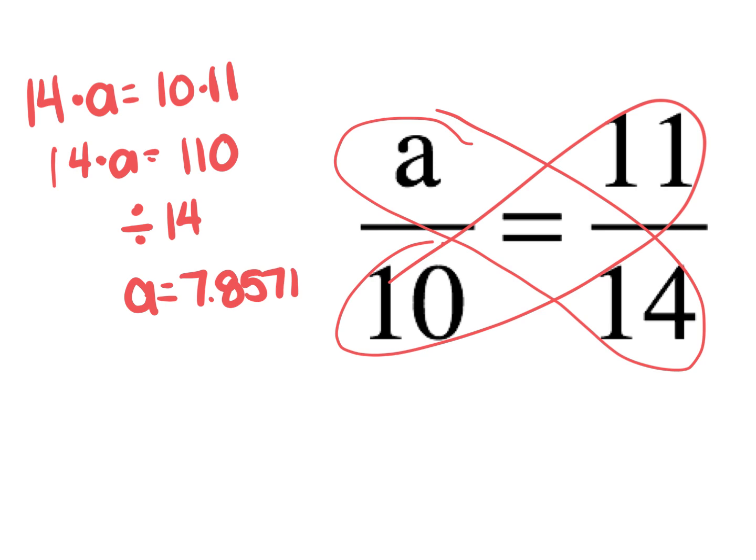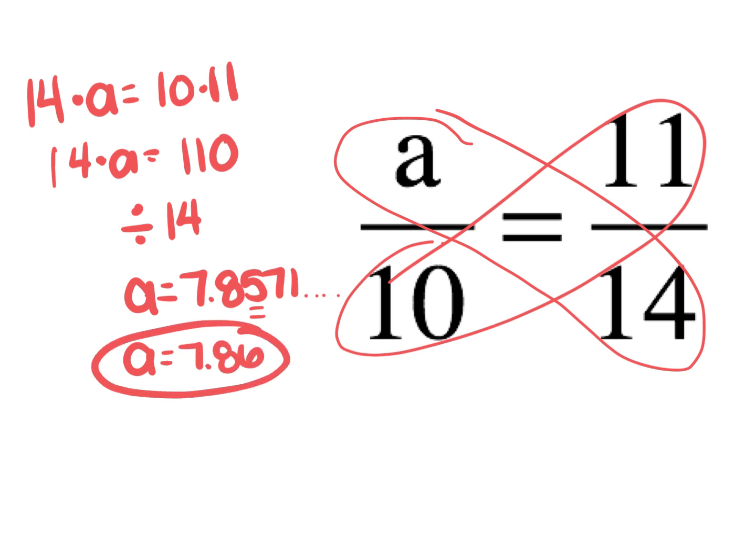Eight, 5, 7, 1, something, something, something. Okay. We'll round to the 100th place this year. So 100th place is this one with the 5. Does 7 tell us to round up or stay the same? Round up. So we're going to say a is equal to 7.86 here. So to get this long decimal, I did 110 divided by 14 in my calculator. Gave me this, and I just rounded it to 7.86.